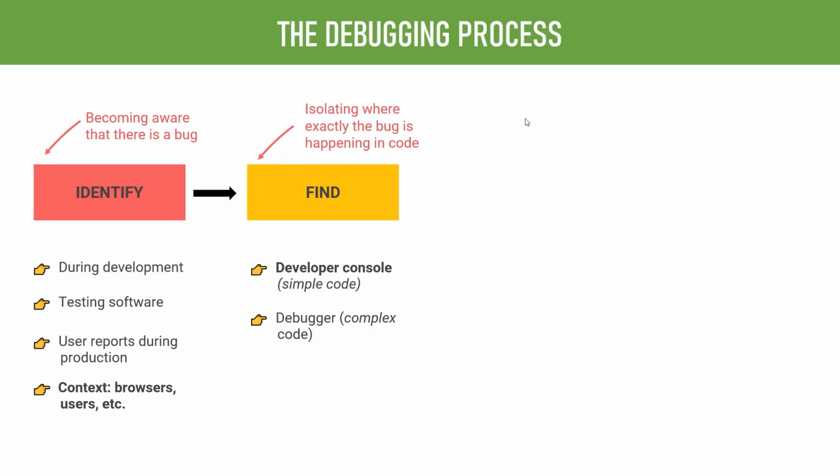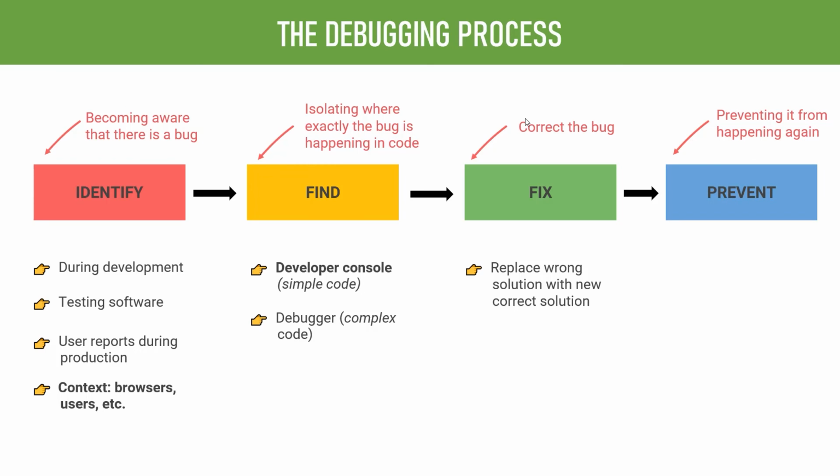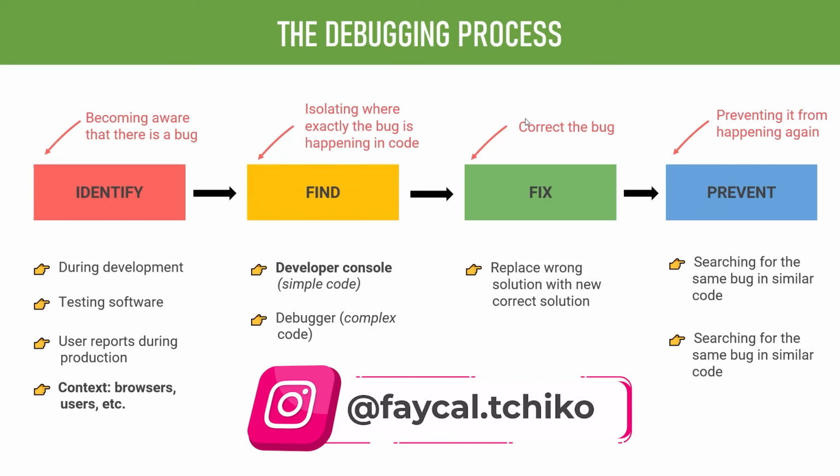Anyway, once we know where the bug is located, we can finally fix it, so we can correct the bug. And this is probably the easiest part. So essentially, all we need to do is replace the existing, so the wrong solution, with a new correct solution that actually works. As a final step, we should then prevent this bug from ever happening again in our code base. For example, we can search our project for the same bug in similar code, like in a similar function. It is totally possible that we made the same mistake twice in our code. And if that's the case, we must fix the bug everywhere.